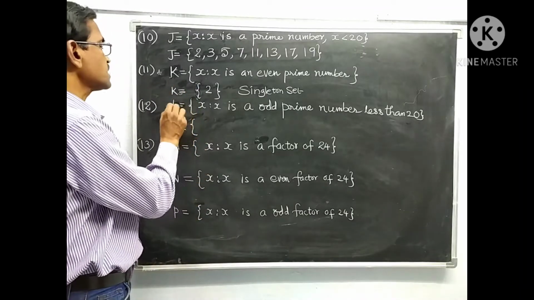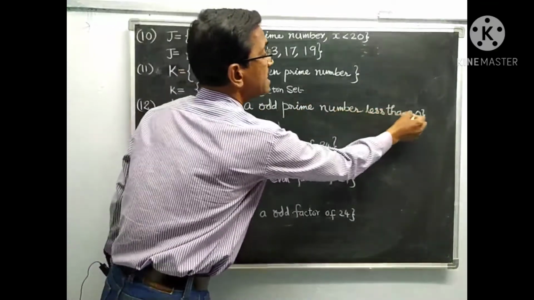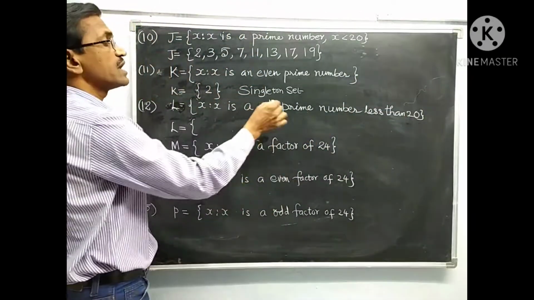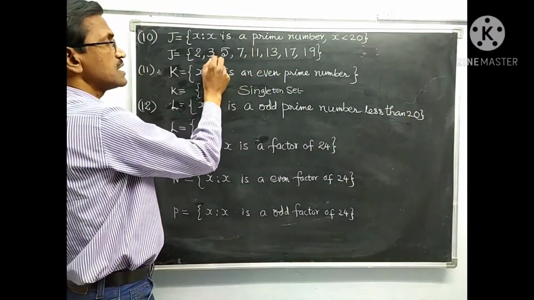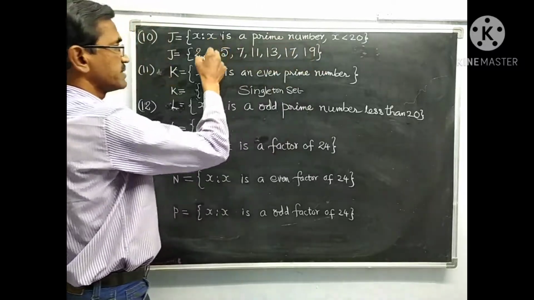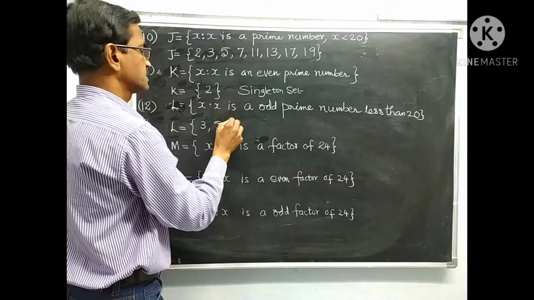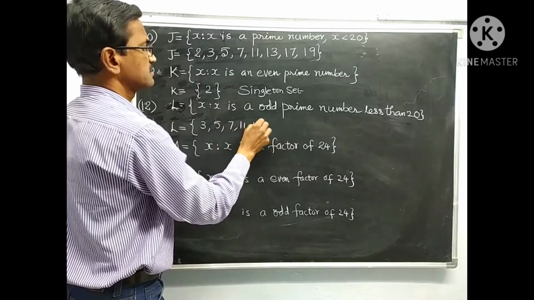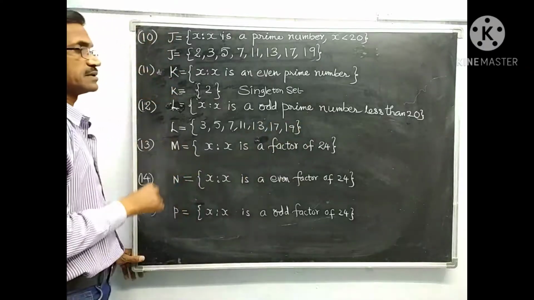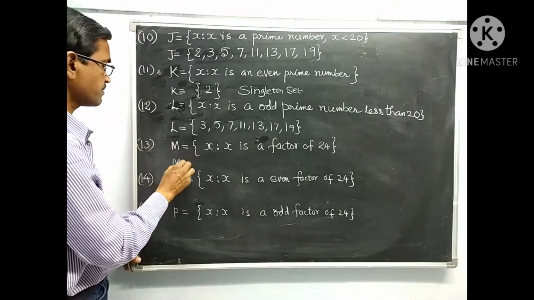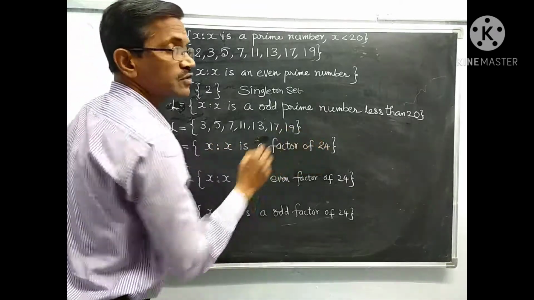Now let us write this one. L is equal to {x such that x is an odd prime number less than 20}. First of all, we have to write the prime numbers less than 20 and select only the odd numbers from these prime numbers. The odd numbers, we know, are 3, 5, 7, 11, 13, 17 and 19. Over.